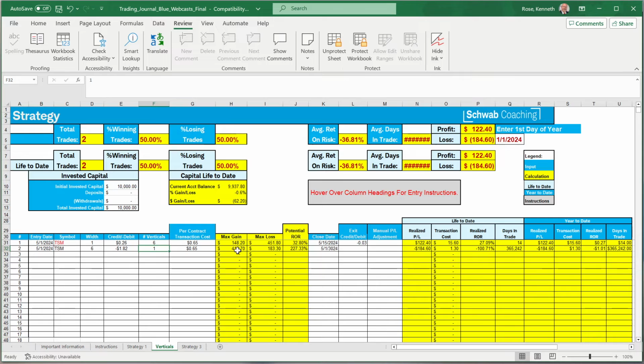1 vertical, this is more like it. Maximum gain of 416, maximum loss of 183, a 277.33% return. Again, this isn't unusual for a debit spread, particularly when we're talking about $6 wide. We just want to keep in mind that the probability of obtaining this is significantly lower than what we're looking at here with regards to a credit spread.